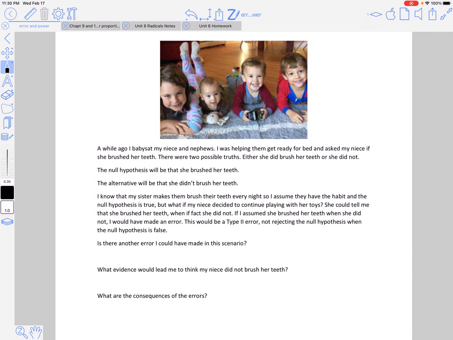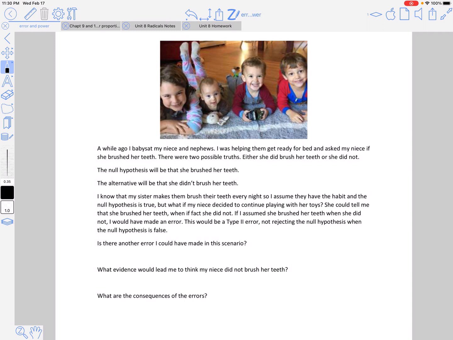I'm babysitting my niece and nephews right here, and I'm helping them get ready for bed. And they're kind of wild, right? So I tell my niece to go brush her teeth, and she comes back, and there's two possible truths, right? Either she brushed her teeth, or she did not. So we're going to say the null hypothesis will be that she brushed, alternative will be that she did not brush.